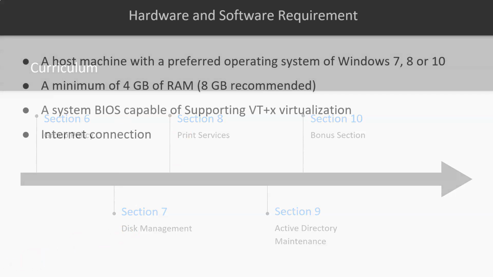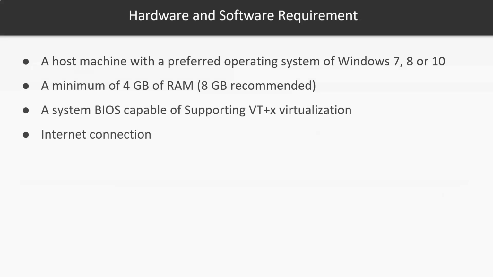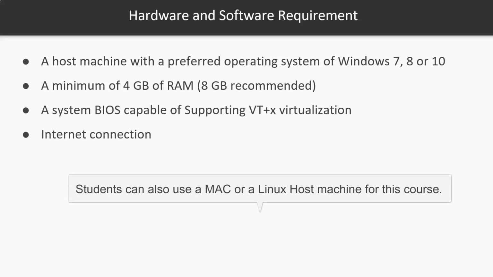Now, the hardware and the software requirements to participate in this course are pretty lax. All you've got to have is a machine with at least 4 gigabytes of RAM. 8 gigabytes is preferred, because if you're running 2 or 3 virtual machines on top of a host operating system, things are going to get pretty slow. You're also going to need a system BIOS capable of supporting VT-x virtualization.